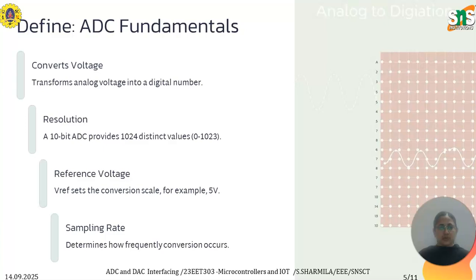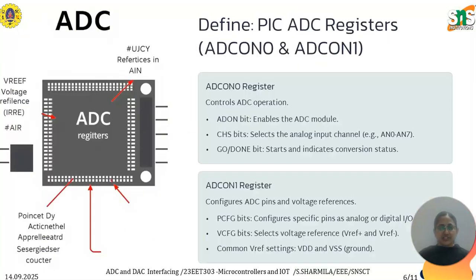First we see the fundamentals of ADC. The ADC transforms the analog voltage into a digital number. The next characteristic is resolution. A 10-bit ADC provides 1024 distinct values, that is 0 to 1023 digital values. Reference voltage, V reference, sets the conversion scale, for example 5 volts. Sampling rate determines how frequently conversion occurs during ADC conversion.